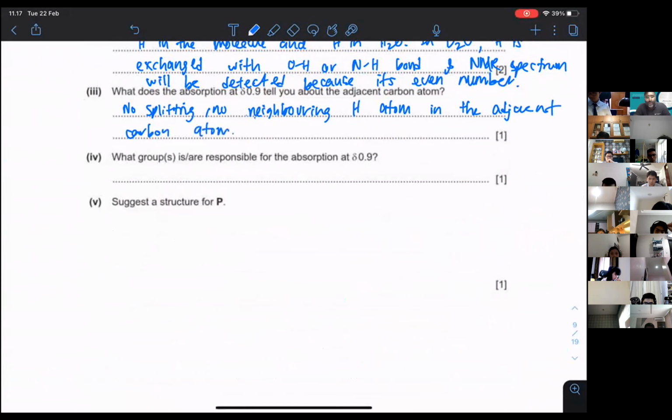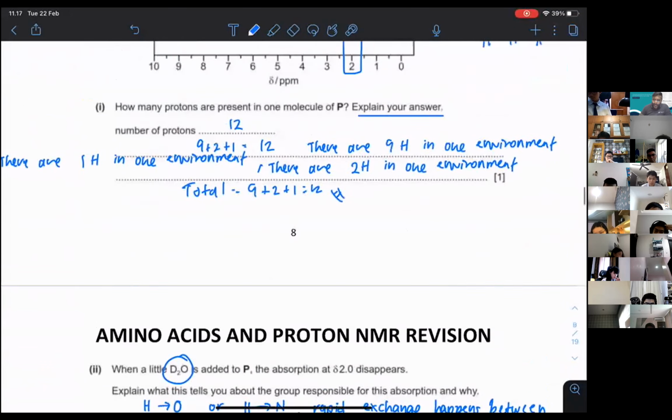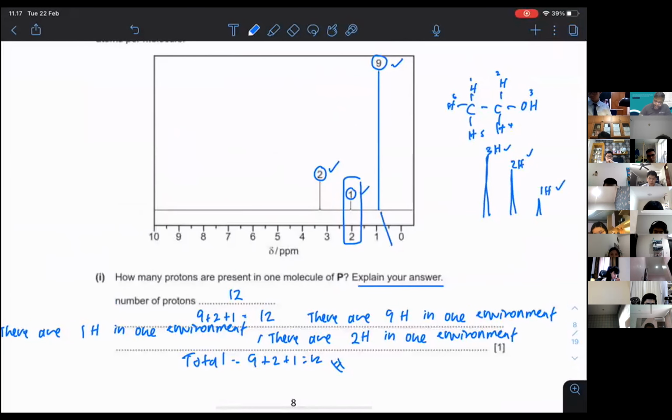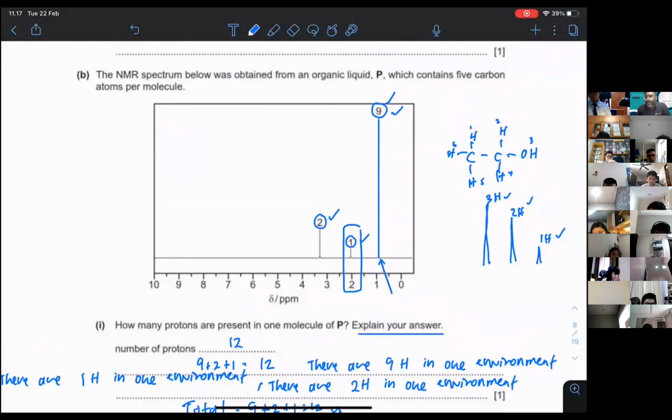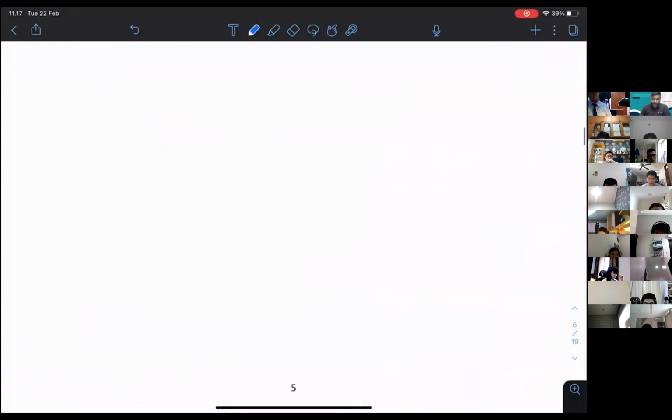Okay. Now, what groups are responsible for the absorption at 0.9? If you look at 0.9 and you have 9 hydrogens, I think everyone should know there's only one possibility to get 9 hydrogens: the carbon is CH3, CH3, CH3. I think this is the only possibility. But if you're not sure, you can always double check CH3.